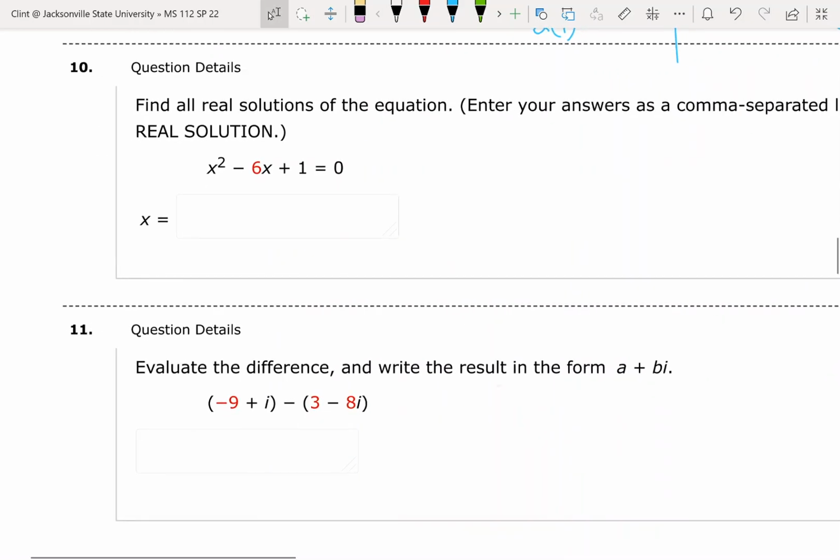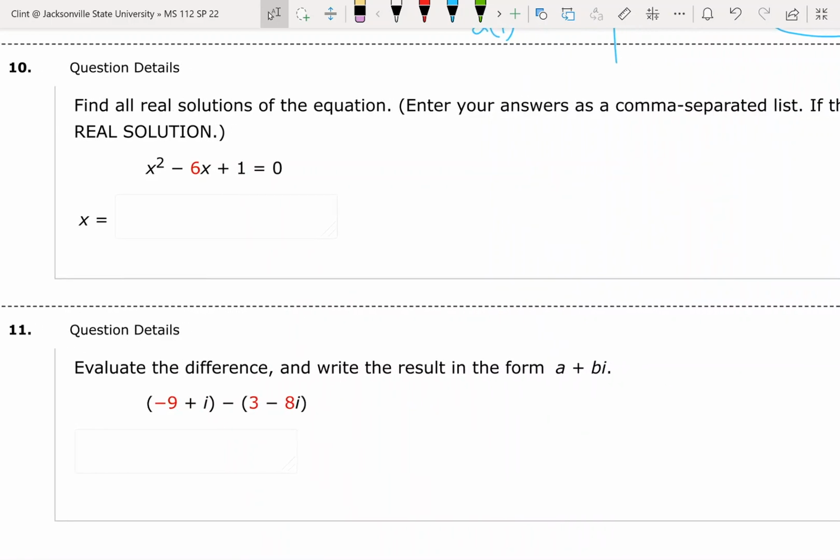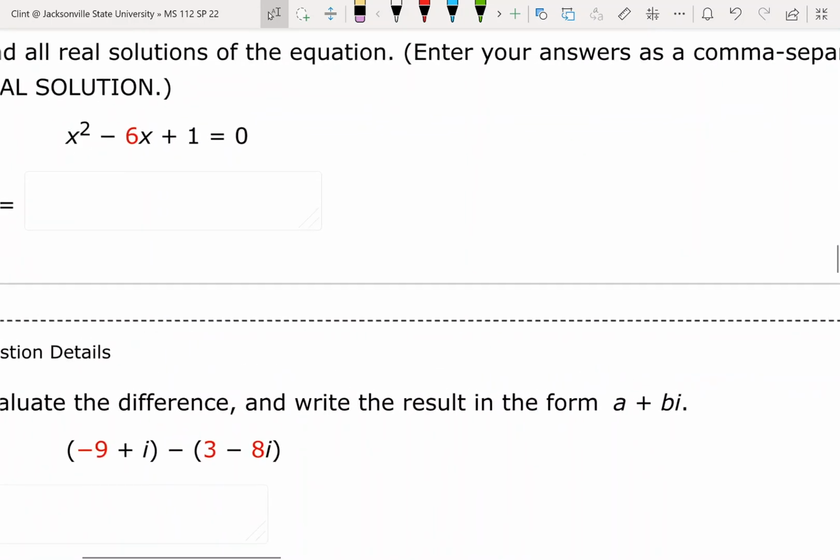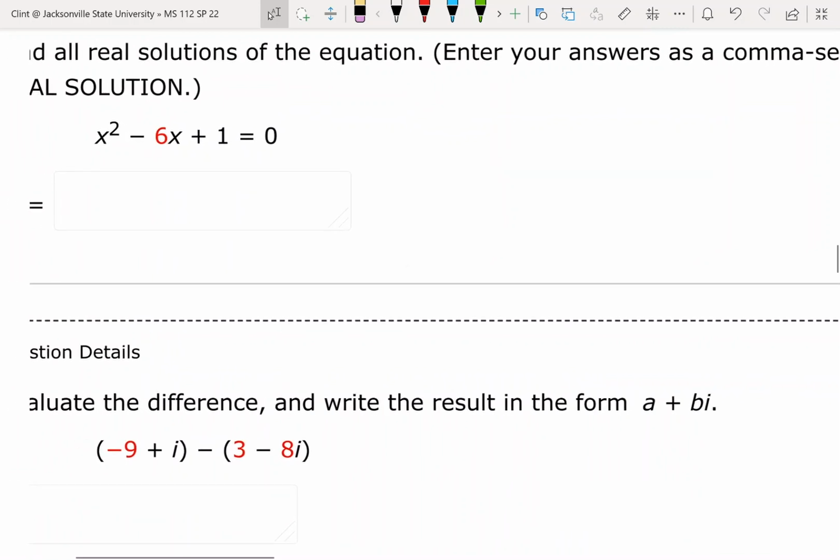Right, number 10, same type of problem, just a different equation. This one, if you look for factors of 1 that give you negative 6, it's not going to factor. So we're down to quadratic formula or completing the square. If you want to do quadratic formula on these whenever you can, that's fine. Just make sure you know how to do it.